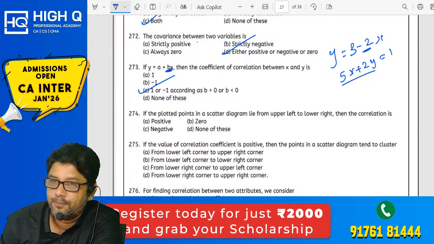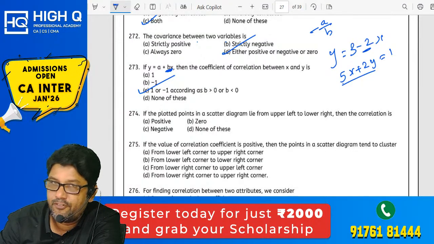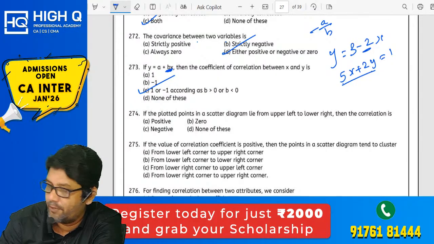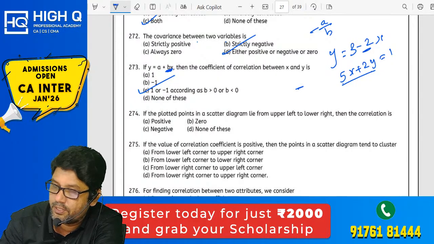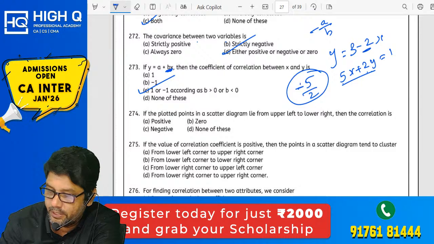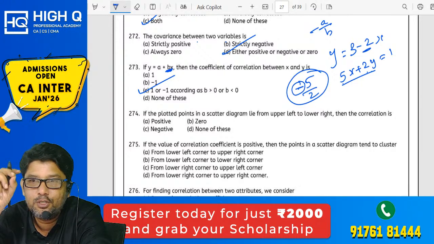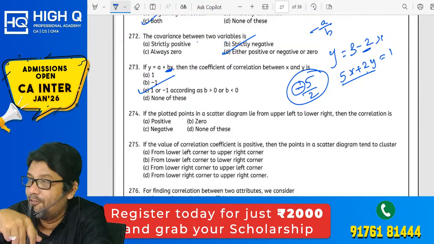Find the slope. What is slope? Minus a divided by b, minus coefficient of x divided by coefficient of y. What is the coefficient of x? What is the coefficient of y? Minus 5 by 2. Is it negative? So r is equal to minus 1. If you are getting confused with plus minus, then find the slope.